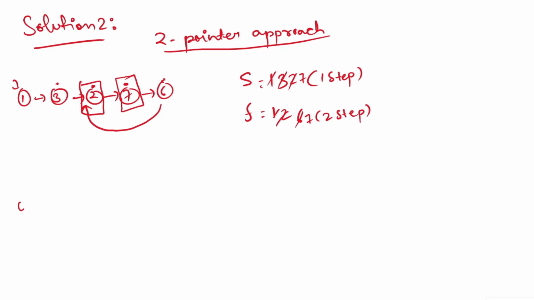Say there are nodes, and this is my entry point. And this is my point where slow equals fast, and this would be some cycle. So how am I going to solve this? Let's say this is my distance d1 and this is my distance d2.